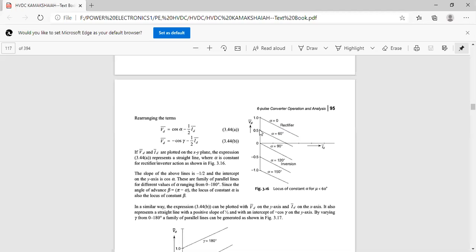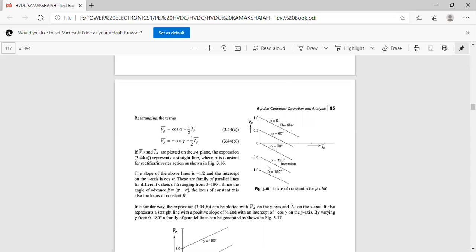See, 0.5 is the y-intercept now. Alpha is 60. It is falling with the slope of half. Okay, same, so parallel, all are parallel because the slope is same. Next take cos 90. Cos 90 is 0. Slope is minus 0.5. All are parallel lines because all have the same slope.